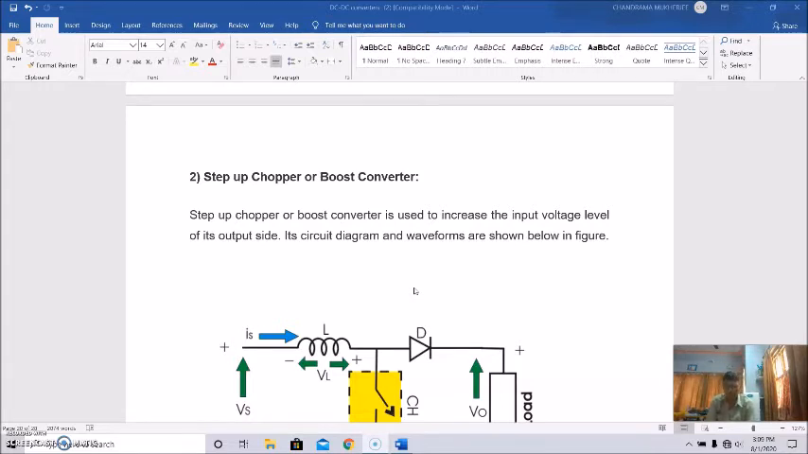In our last class on DC to DC converter or chopper, we discussed the control strategies of chopper, and then the operation waveforms of the step down chopper. Once again, I am repeating: in the control strategy we discussed the different methods of controlling chopper operation. Mainly two control methodologies: one is time ratio control, and another one is the current limit control.